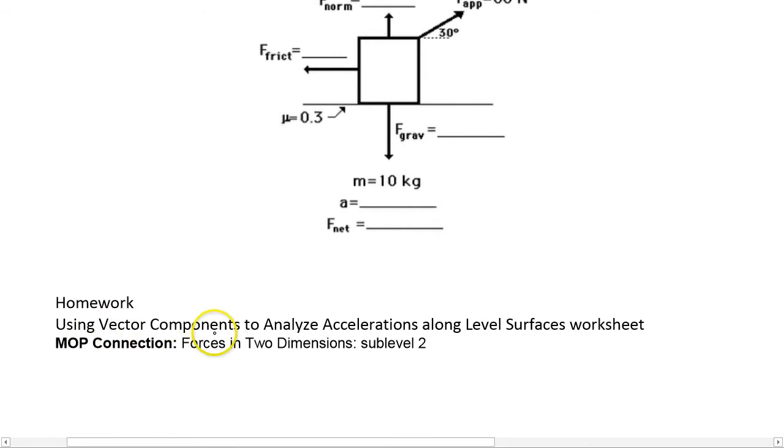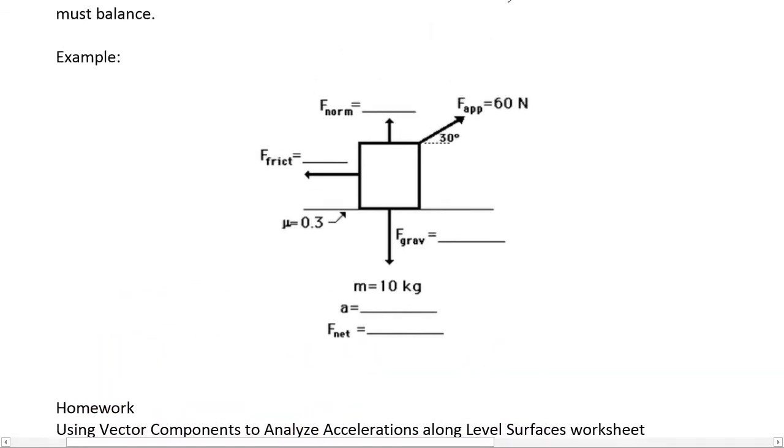Okay, so we've got one more example here that we can solve together, and then you've got some similar ones for homework. The homework is a worksheet, and there's also a MOP sublevel to do. Okay, so let's try to fill out these blanks.